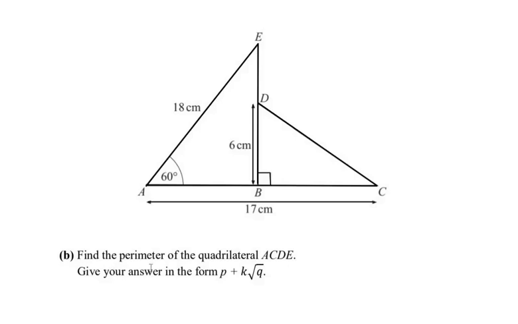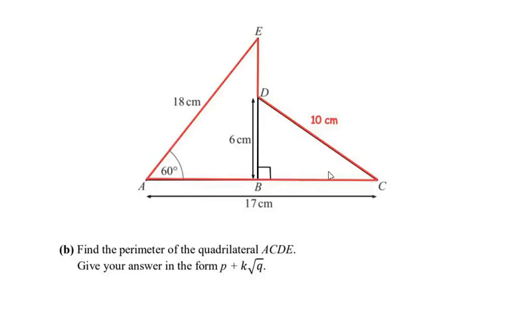Find the perimeter of the quadrilateral ACDE. Give your answer in the form P plus K root Q. So here we have to find out the perimeter of this quadrilateral. So let me just highlight it. Perimeter means we have to find the sum of the lengths of the outline of the shape. So in this shape, we have to add the lengths of AC, CD, DE and EA together to get the perimeter. Now we have the lengths of 3 of the sides of this quadrilateral, that is AC, CD and AE. But we do not have the length of ED, this is missing.